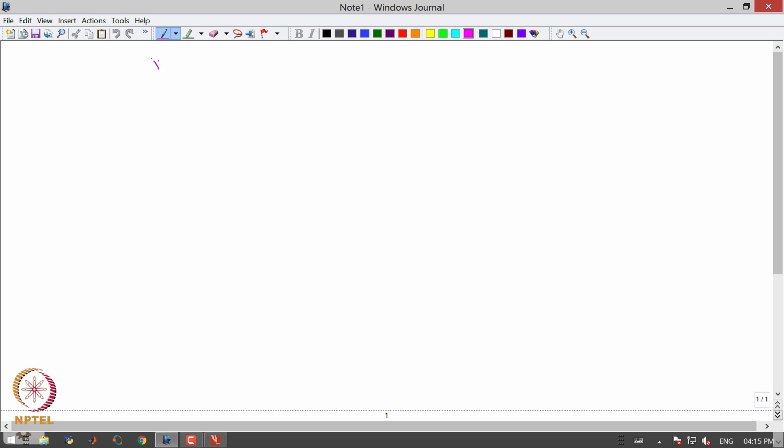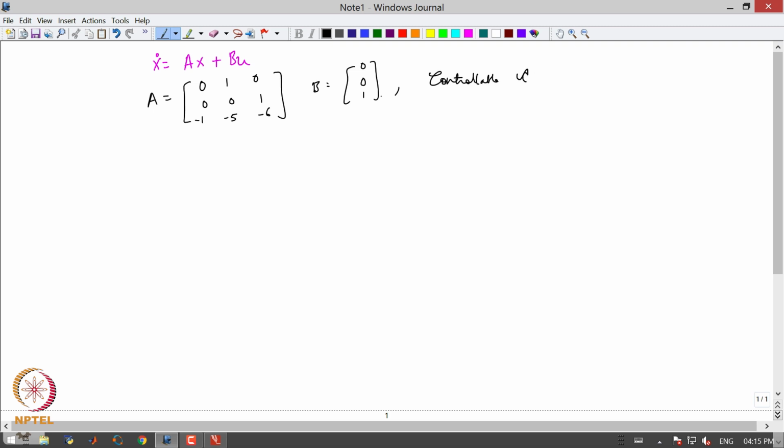So I have x dot equal to Ax plus Bu, where A is [0, 1, 0; 0, 0, 1; minus 1, minus 5, minus 6], and B is [0; 0; 1]. It is easy to check that this is actually in the controllable canonical form.